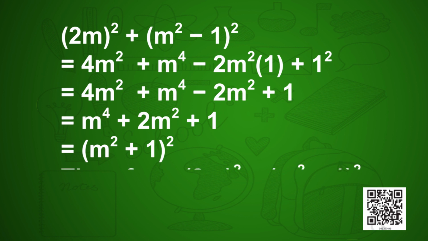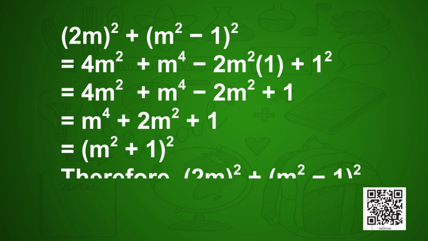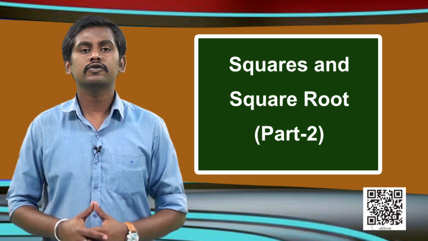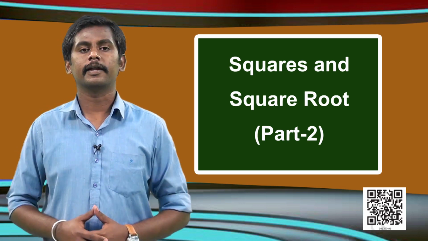So here we write m to the power of 4 as the first term. Upon simplifying 4m square minus 2m square, we get plus 2m square and we are left with plus 1. So here we observe that m to the power of 4 plus 2m square plus 1 is nothing but (m square plus 1) whole square. Therefore, (2m) whole square plus (m square minus 1) whole square is equal to (m square plus 1) whole square. Students, now let us try to solve some problems based on Pythagorean triplets.